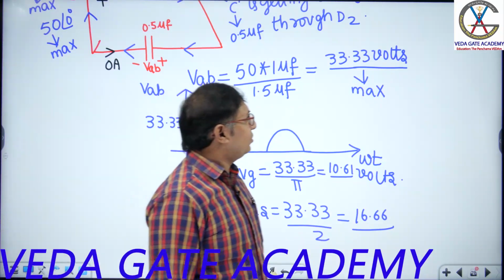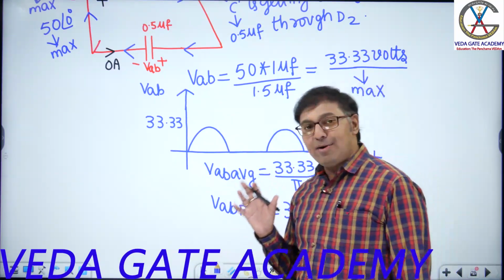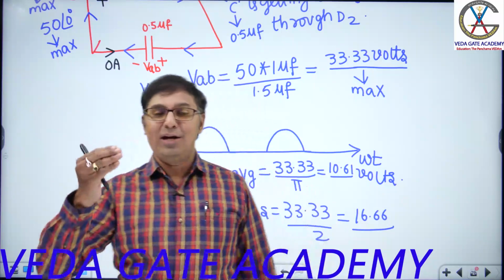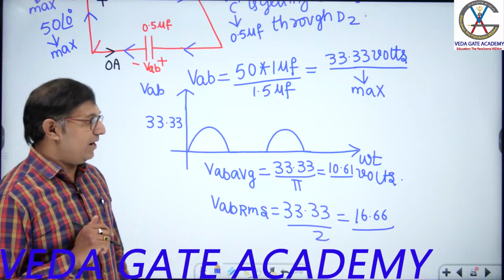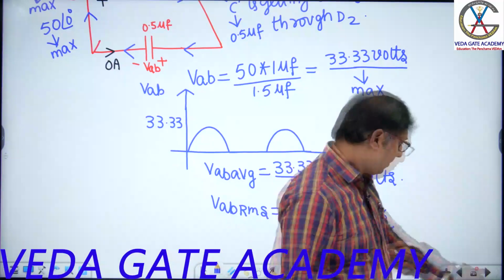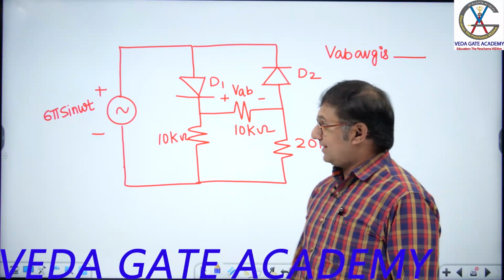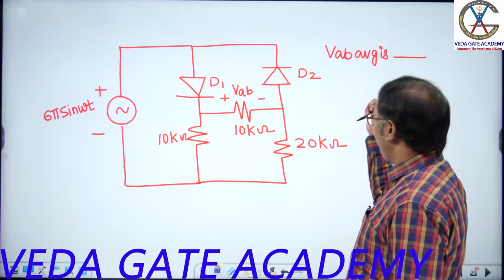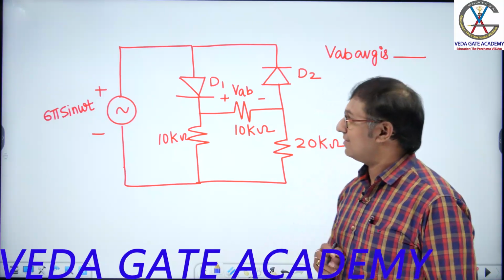So 33.33 is your maximum value. What is the average value for a half wave rectifier, sir? Vm by pi, 33.33 by pi, 10.61 volts. Clear, yes? Next question. Even here the exam's interest is to calculate VAB average. Diode positions have changed. Beautiful question, yes.